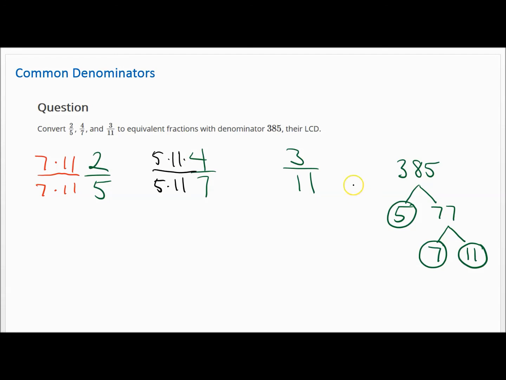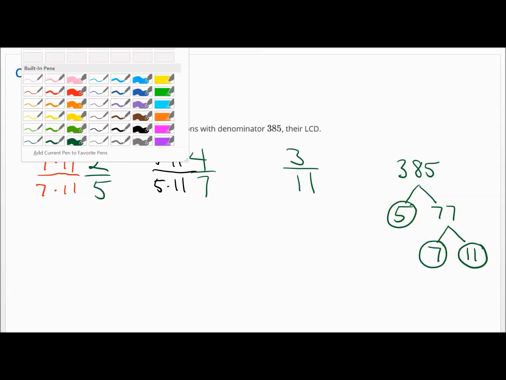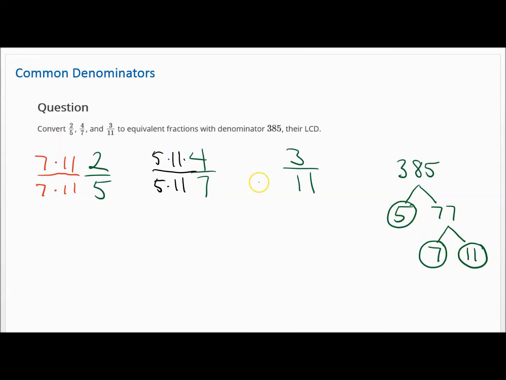All right, and then at the end, let's start over again. 11 compared to 5, 7, and 11. Well, there's the 11 right there. I'm not missing that at all. I'm missing the 5 and the 7. So what do I do? I multiply this denominator by what I'm missing, which is the 5 and the 7, and I also have to multiply it in the numerator. And now this just turns into a big multiplication problem.